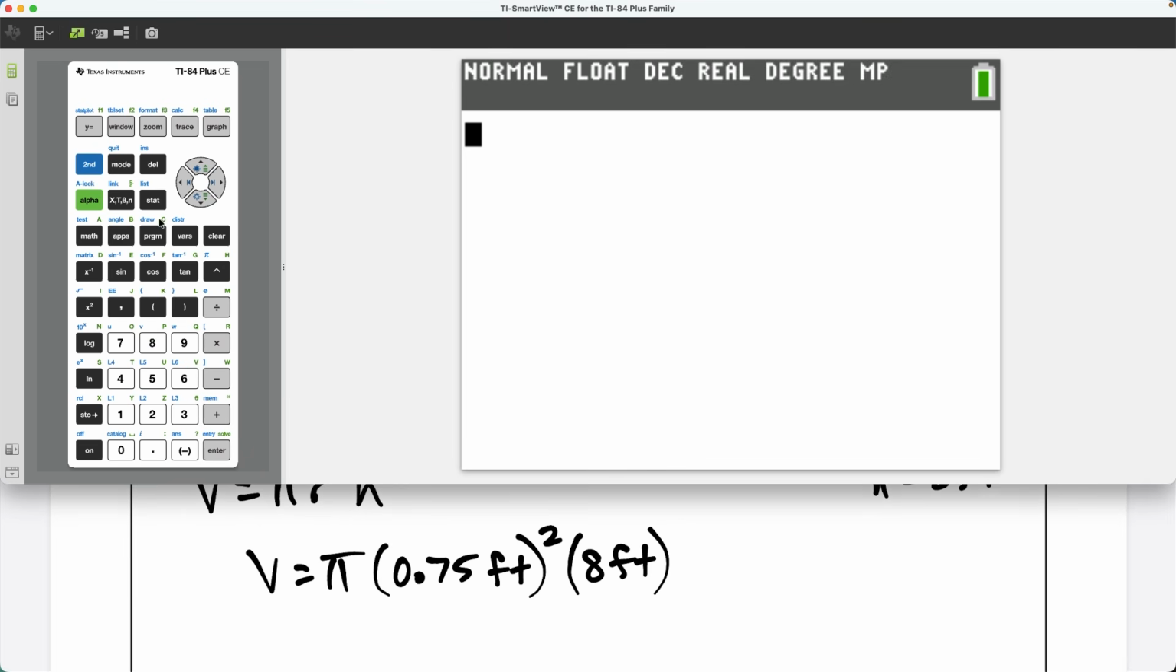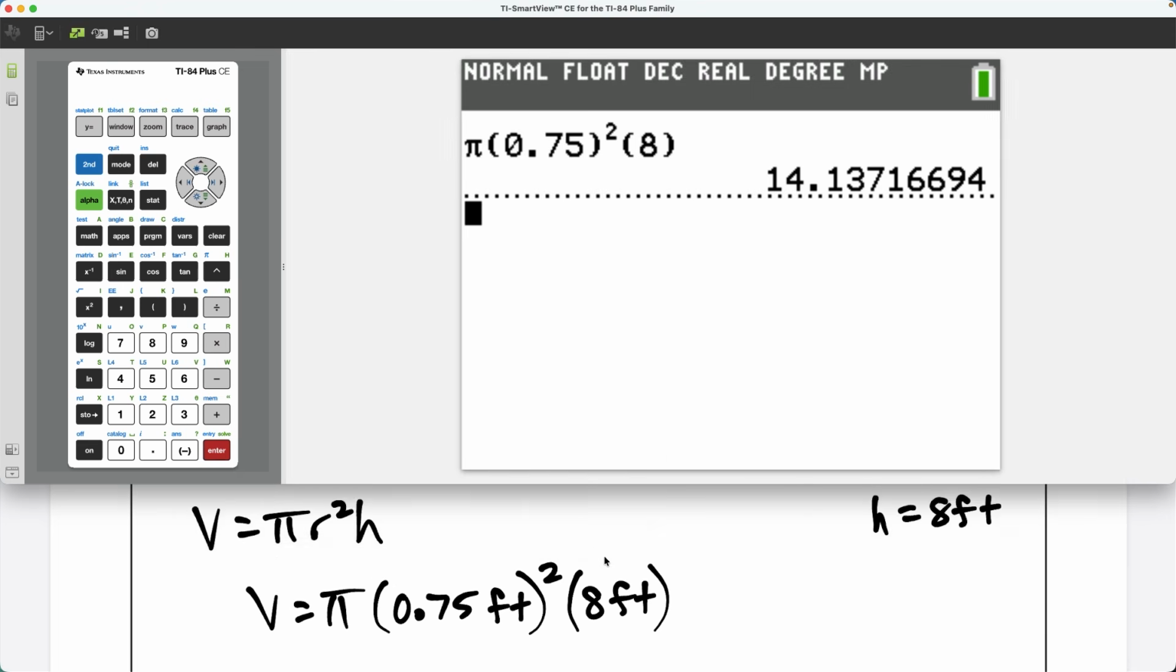Okay, so now let's type this in. We have pi, we press second, and then this button over here, the exponent button, and then we have inside the parentheses 0.75, close parentheses, and then squared, and then 8 feet we're going to multiply by, so times 8.